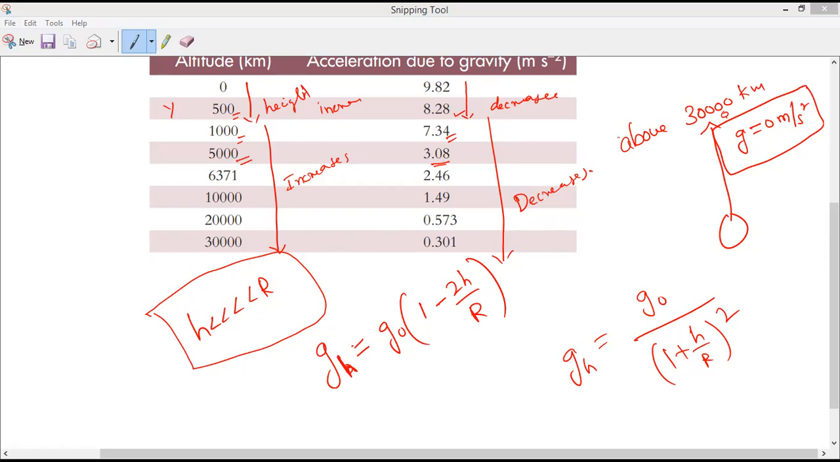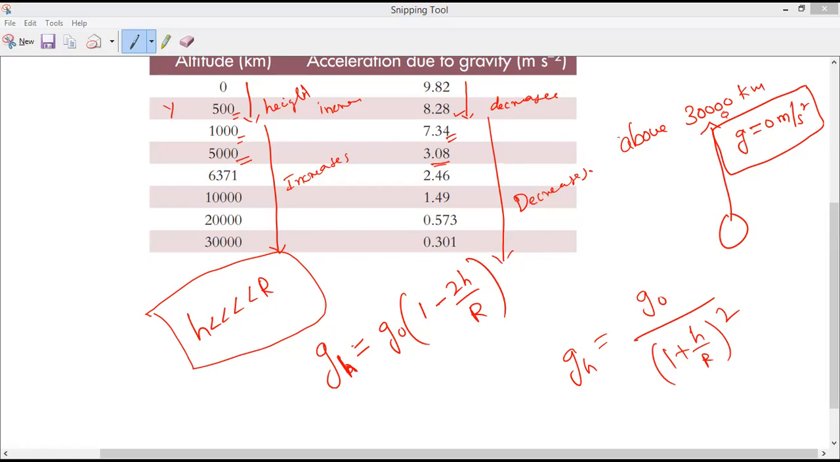Now, as we know, is our Earth completely spherical in shape? Yes, sir. No, it has a flattened surface at the poles. But if you want to understand this, let us consider Earth to be a spherical shape. That is the first point.